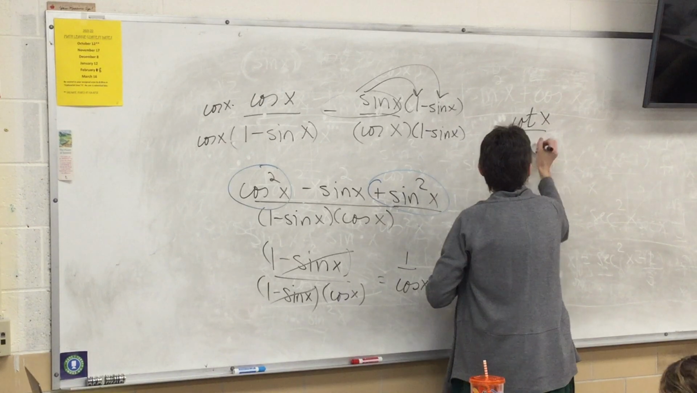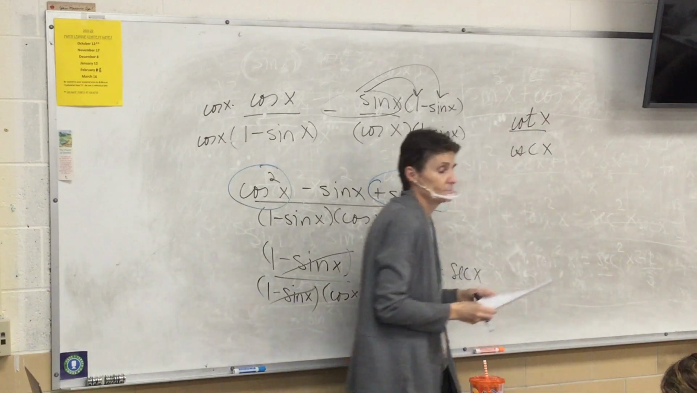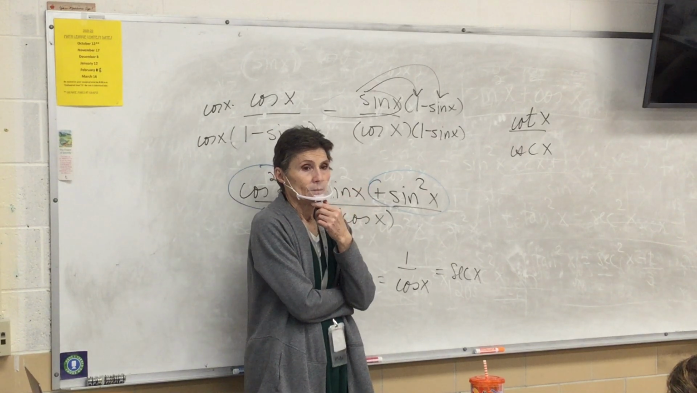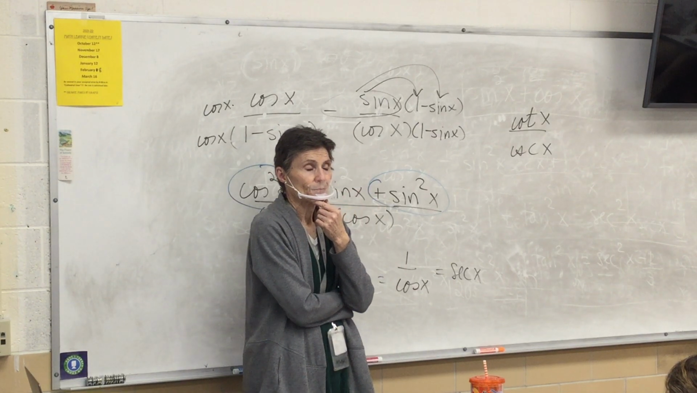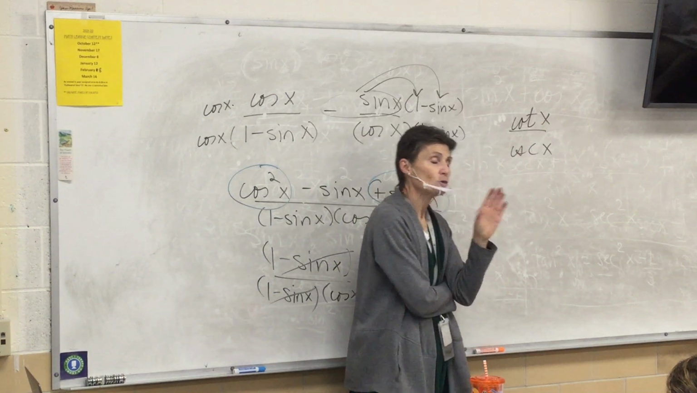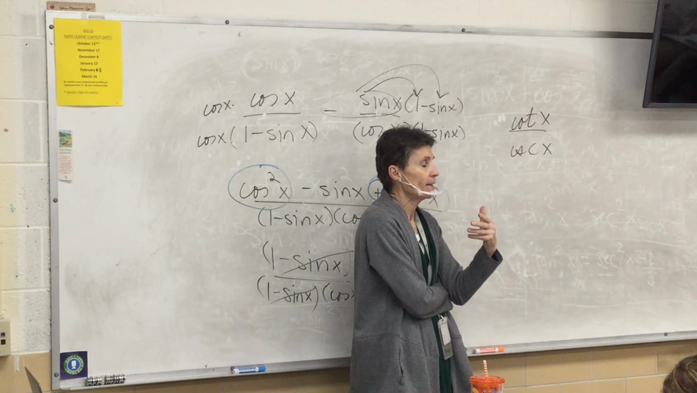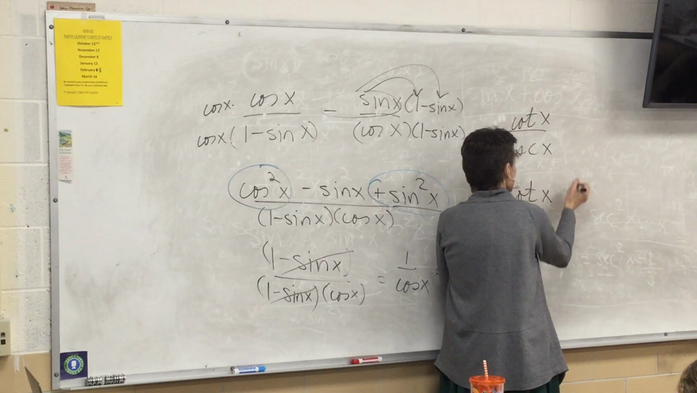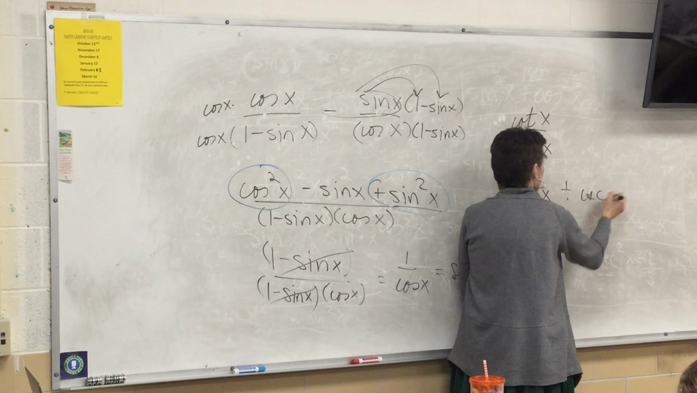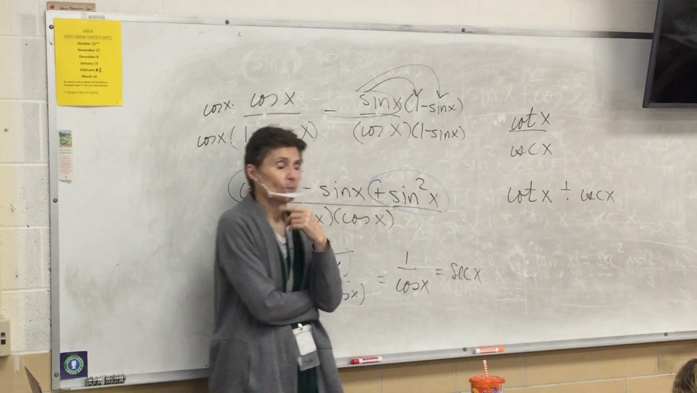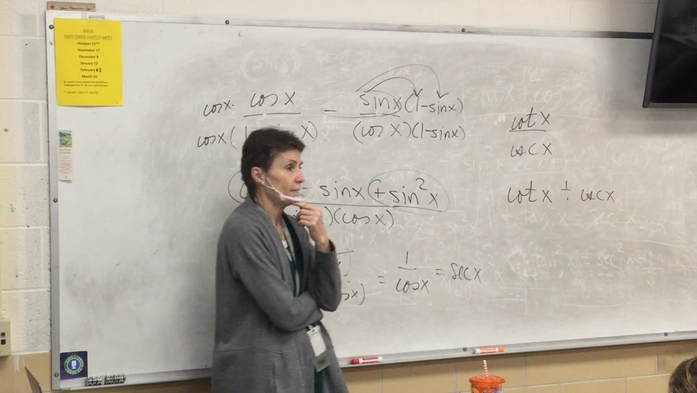Cotangent over cosecant. Would you agree, and this might not occur to you to do, but just go with me here for a minute, would you agree this means cotangent divided by cosecant? If that's what that problem means? Yeah. Okay.